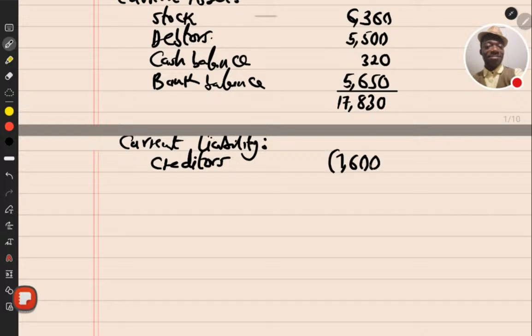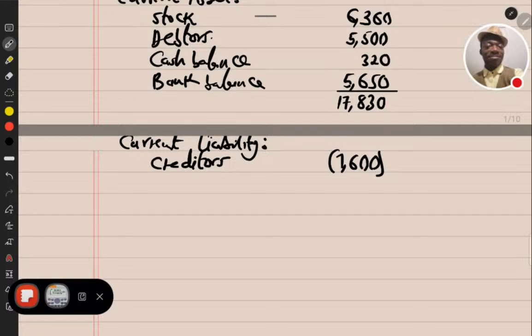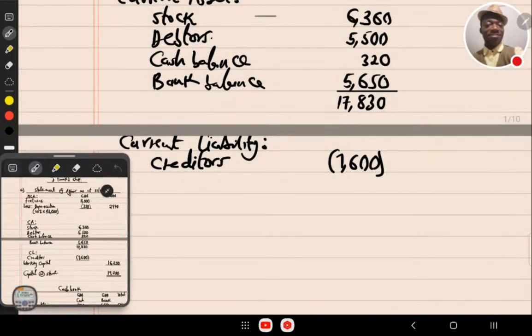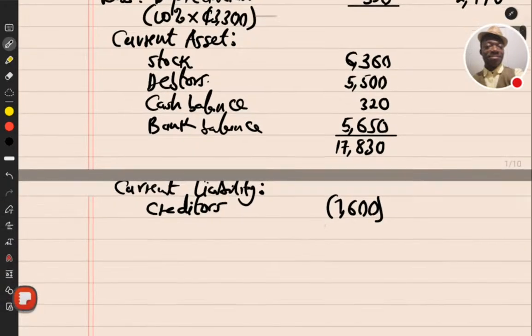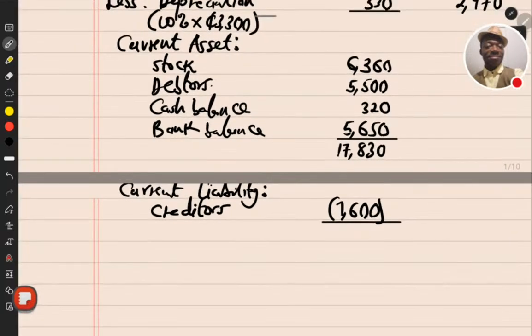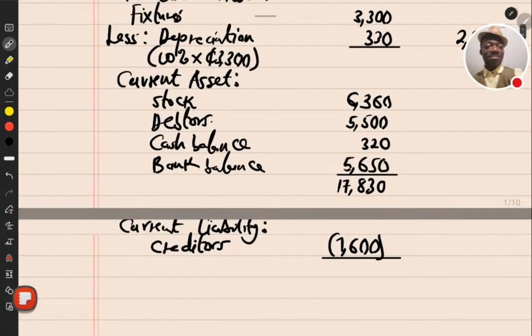So we just want to subtract that 1,600. So when you subtract 1,600 from 17,830, supposed to get 16,230. Supposed to get here as what? 16,230. Okay. So you're going to have that in the last column here. 16,230. So once we have that, this will give us what we call what?